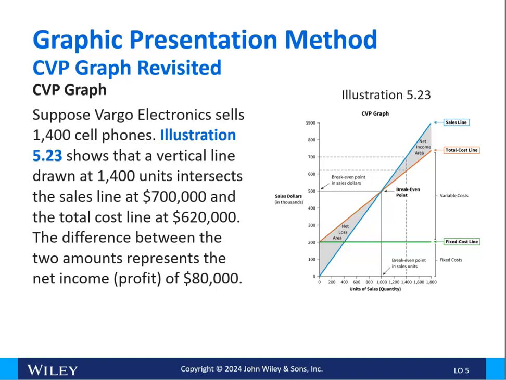And then if we look at the graph, suppose we sell 1,400 cell phones. We go up vertically. Sales line is at 700,000. Total cost line is 620. The difference between the two amounts represents the net income or profit of $80,000.